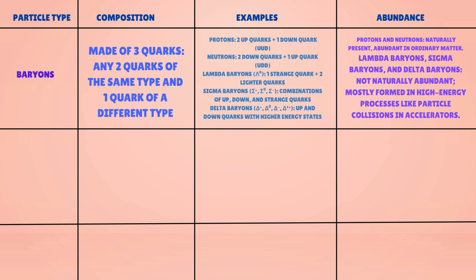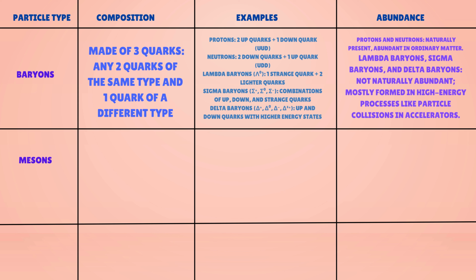Then, we have lambda baryons, sigma baryons, and delta baryons. These particles are made up of a mix of up, down, and strange quarks. However, they aren't naturally abundant in our everyday world. These particles are typically created in high-energy environments like particle accelerators or cosmic ray interactions.